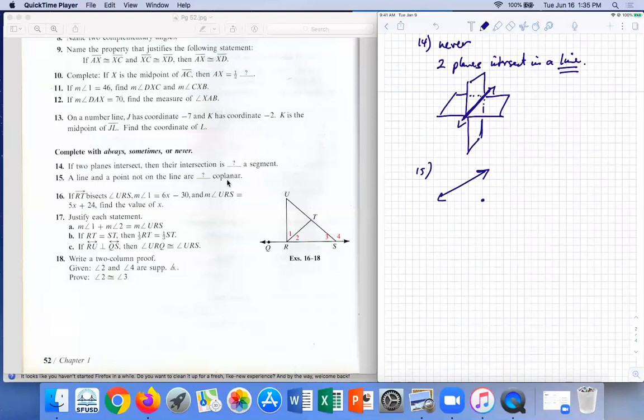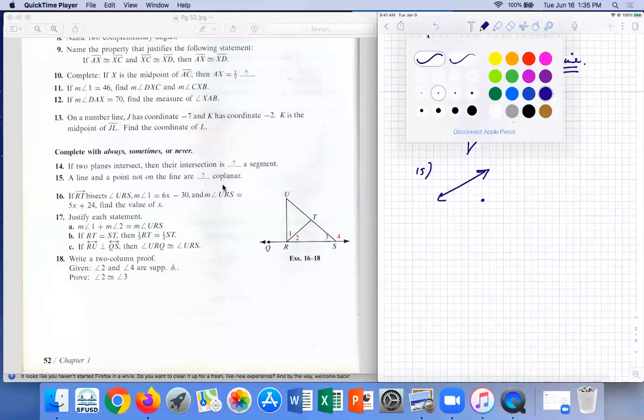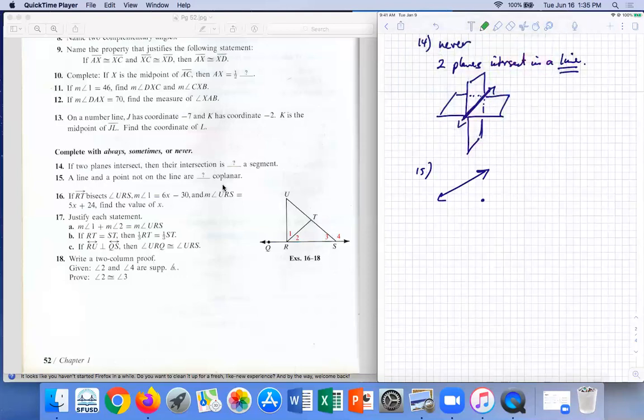So this one is actually trying to test the 14 and 15. It's testing whether you remember those postulates, those line postulates, point, line, and plane postulates, right? They're all ideas. So this one comes from, this would be, let me think, they will always be coplanar. So I'm going to say it's always.